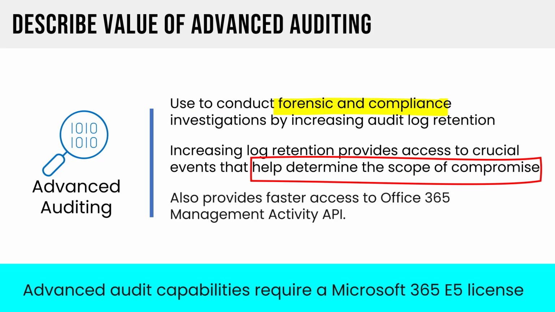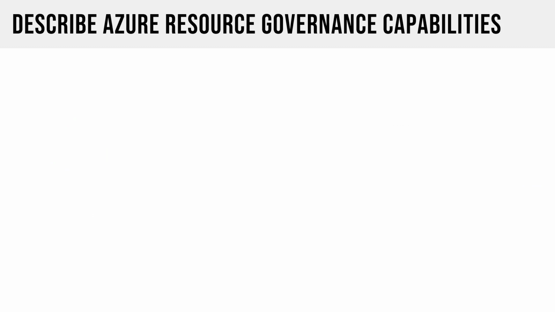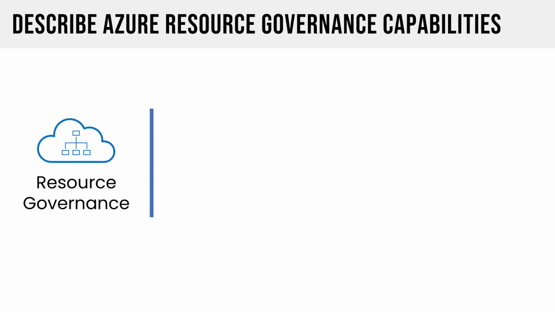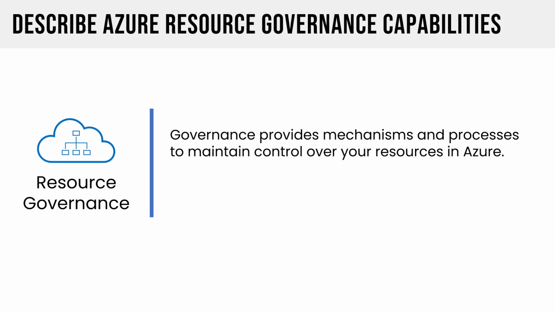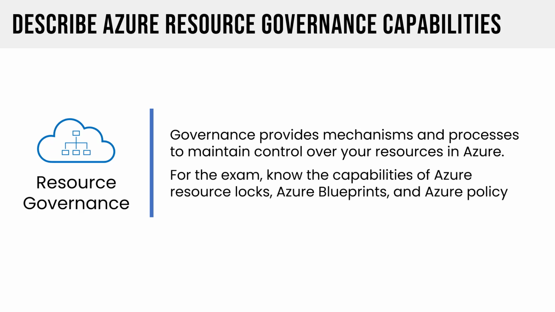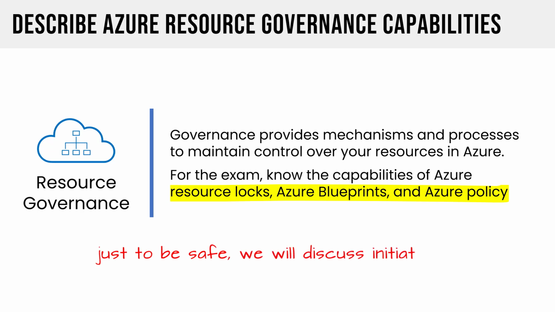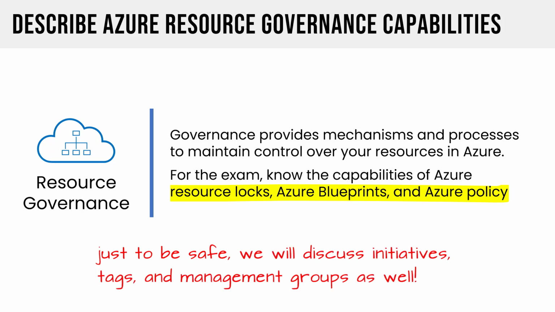And that does it for Microsoft 365 compliance topics. We're going to get to that last subheading now in Domain 4, which is describe Azure resource governance capabilities. Resource governance provides mechanisms and processes to maintain control over our resources in Azure. So for the exam, you want to know the capabilities of Azure Resource Locks, Blueprints, and Azure Policy. Those are called out in the skills measured. I'm also going to talk to you, just to be safe, about initiatives, tags, and management groups. We're going to talk a bit about logical constructs in Azure and the scope of our policies and RBAC, etc.